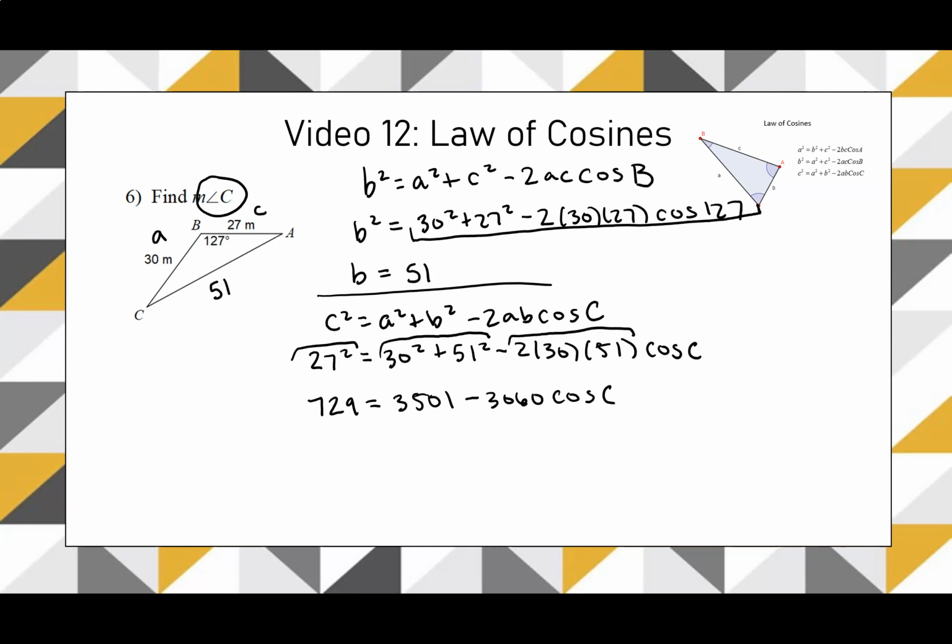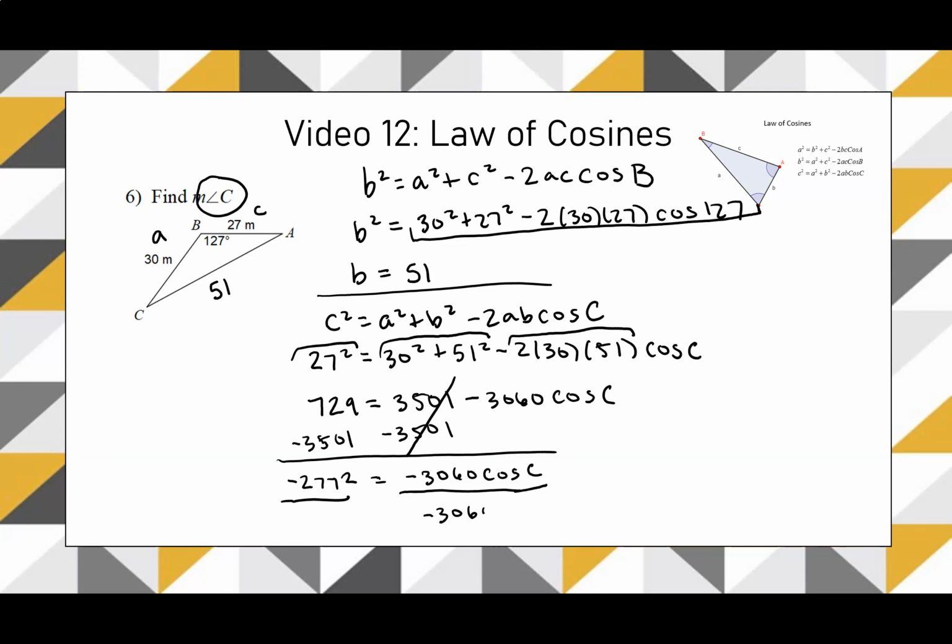All right, I've got to subtract 3501 from both sides. And obviously that disappears here. I am left with a big negative here, negative 2772, which is equal to my negative 3060 cosine C. I've got to get cosine C by itself, so I've got to divide by that number in front of the cosine C, which is negative 3060. Okay, this cancels. So I am left with a cosine C, which is equal to a negative over a negative, which is a positive. So I'm just going to write that as 2772 over 3060.